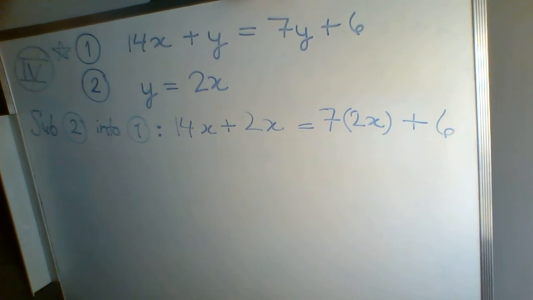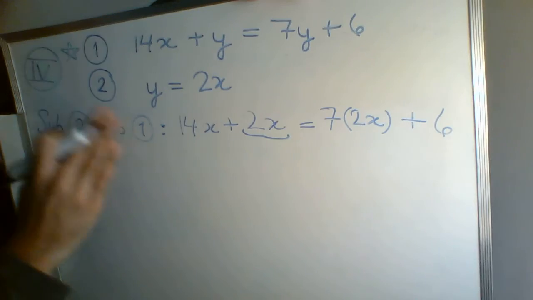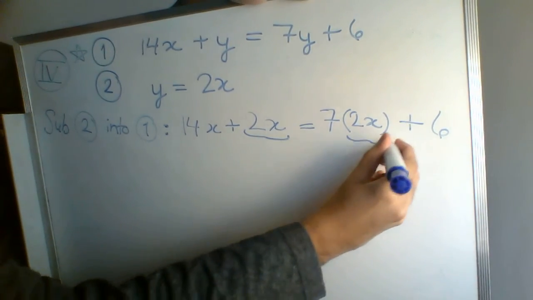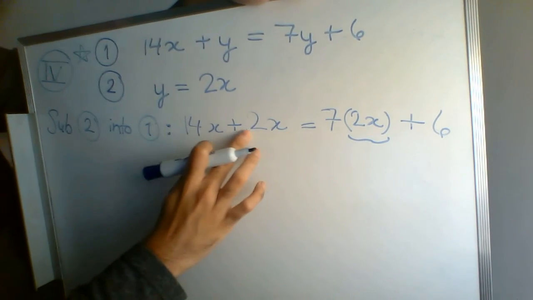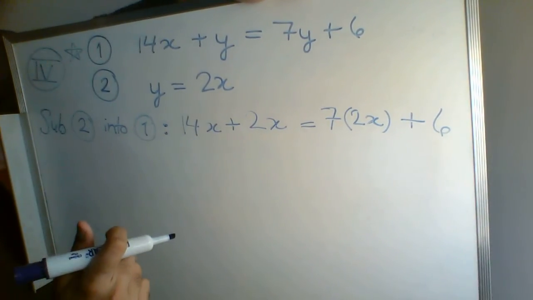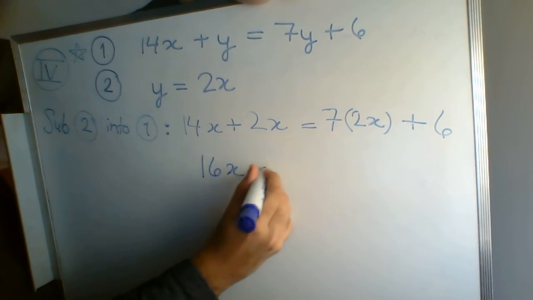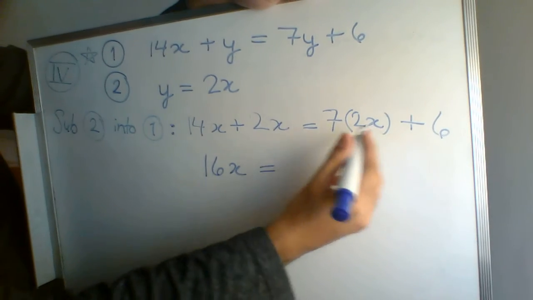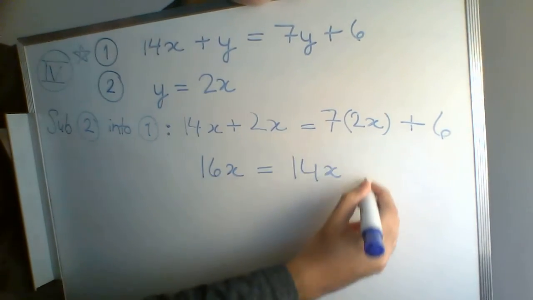Alright, so now we've subbed in this 2x here, which came from what used to be a y, and this 2x in here came from what used to be a y. So now we can go ahead and combine our terms with x's and see what we get out of it. If we add up these ones on the left side, we get 16x. If we do the multiplication over there, 7 times 2x is going to give us 14x plus 6.